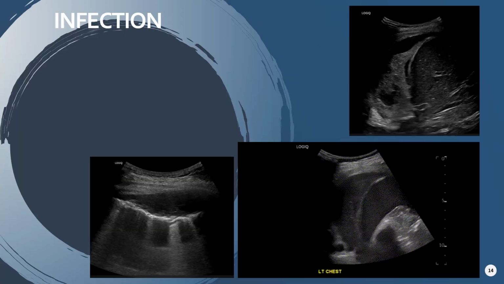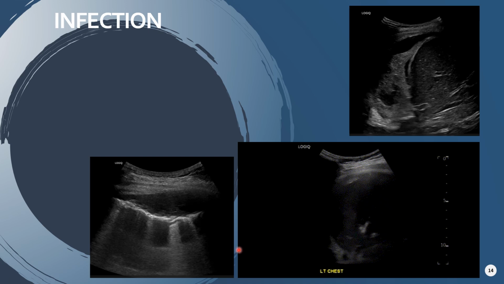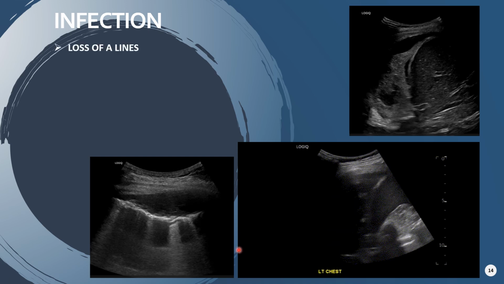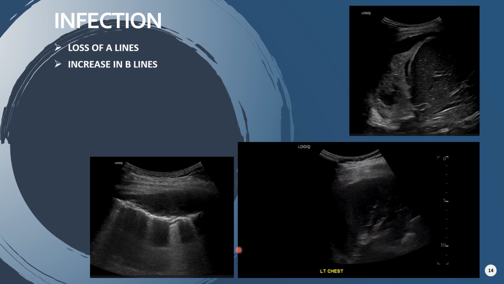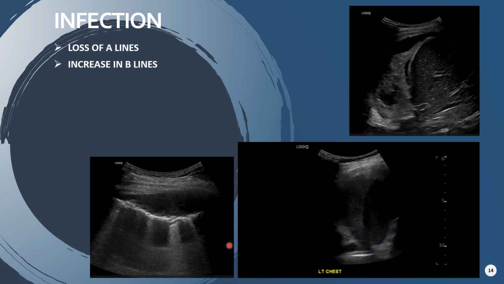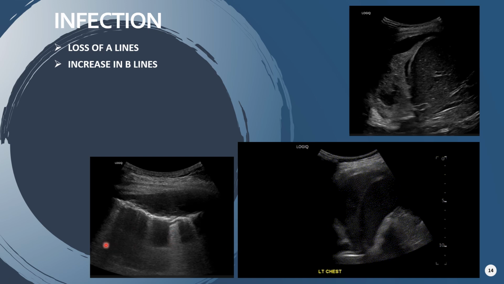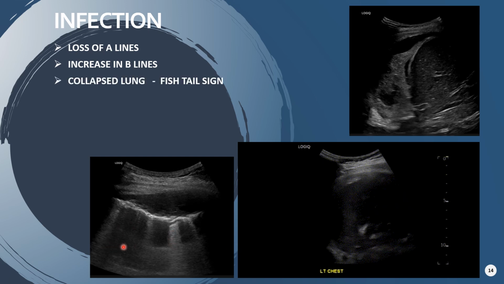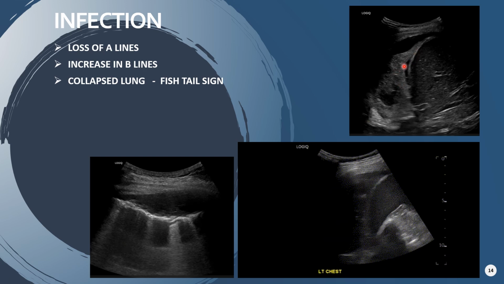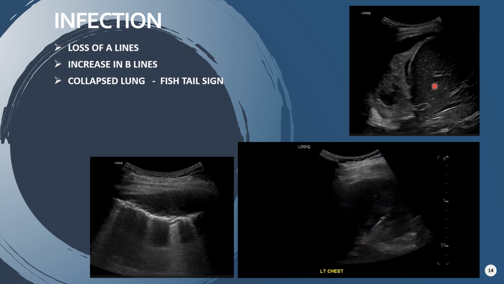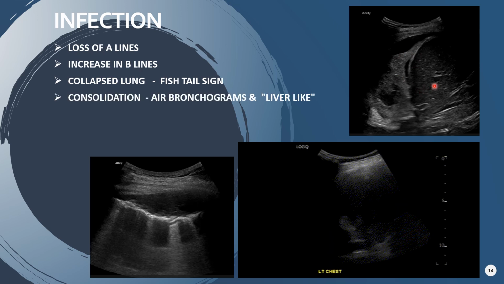And then going on to consider visualization of infection and what it looks like. So you get a loss of the A lines. You don't see any of that reverberation in any of these images. You get an increase in the B lines. You can see them here. Collapsed lung with that fishtail sign. So you can see that collapsed lung there. If this was a video clip, you might see it flapping around.